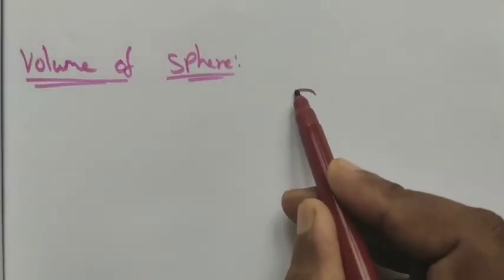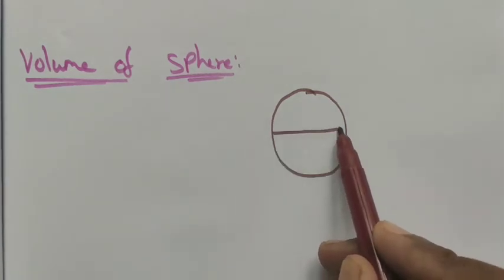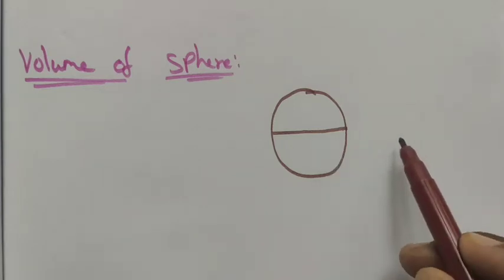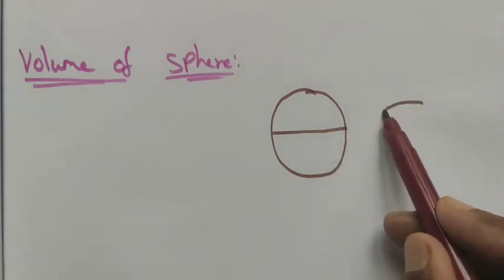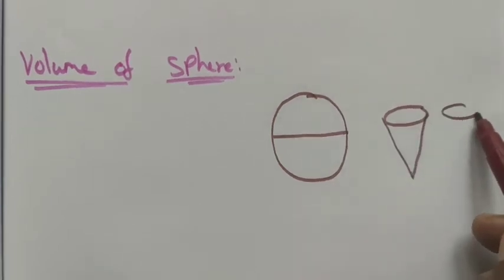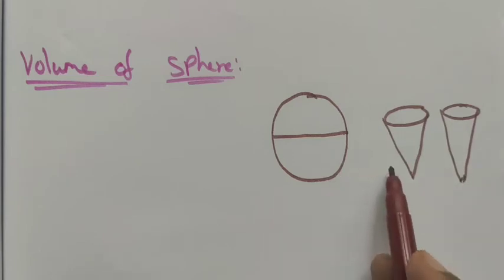Next, volume of the sphere. The sphere's volume we cannot find directly. Either we can use Archimedes' principle: the sphere is dropped into a beaker of water, and we measure the water displacement. Here we have another way also: the sphere is compared with the cone with the same radius and the same height.